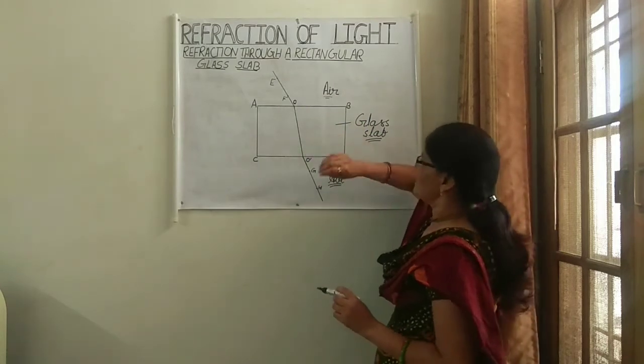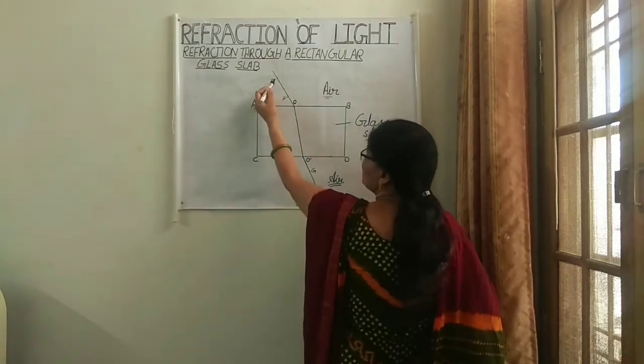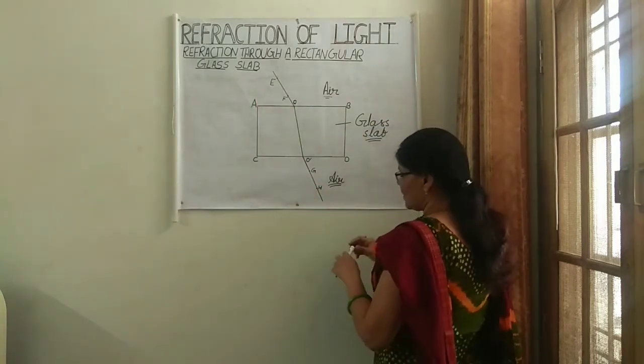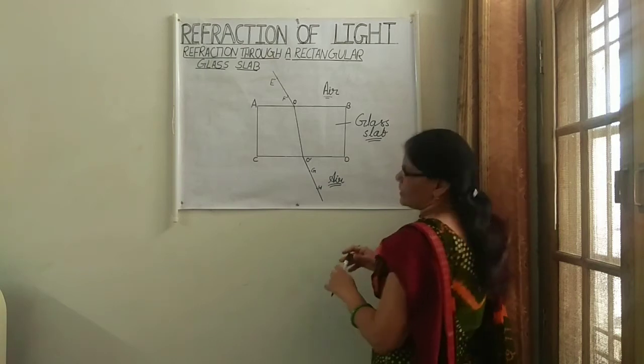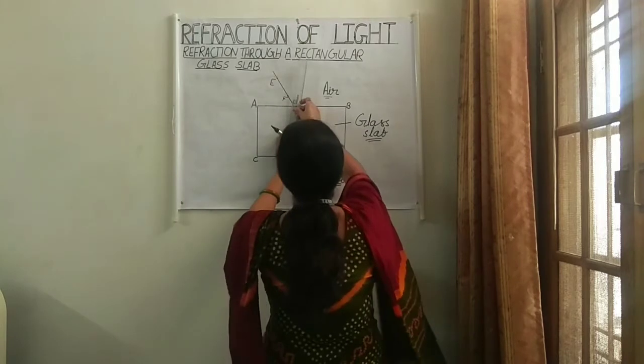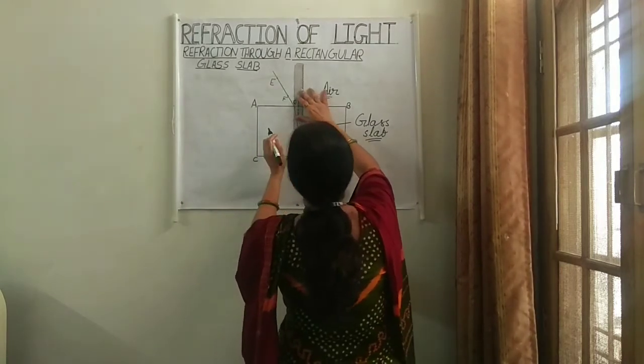How medium is changing here. Then we have joined these two points E and F. Same way we have joined here G and H also. Now we can draw a normal here at the point of incidence.